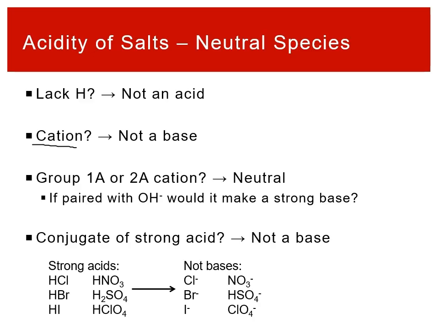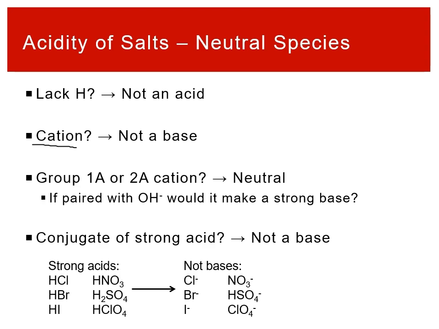There's just a lot of resistance to two positively charged things coming together. If you have a group 1A or 2A cation, the things that, when paired with hydroxide, make a strong base, those cations are always neutral. So a lot of the cations you're used to seeing in solutions, things like sodium, potassium, lithium, calcium, magnesium, are all going to be neutral because it's just a metal, right? There's no hydrogen, and they're cations, so they can't be an acid or a base.